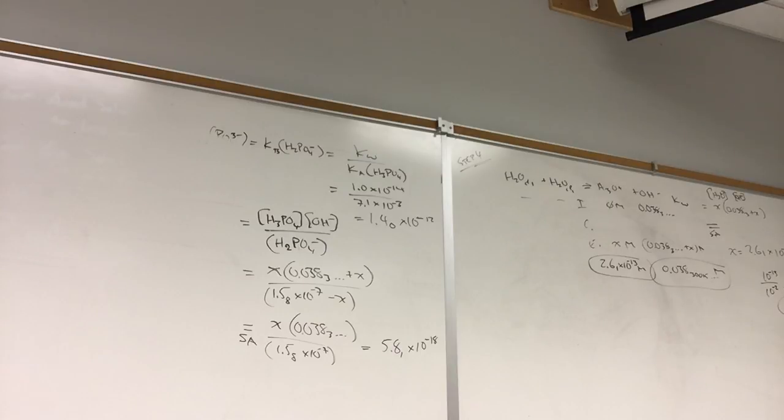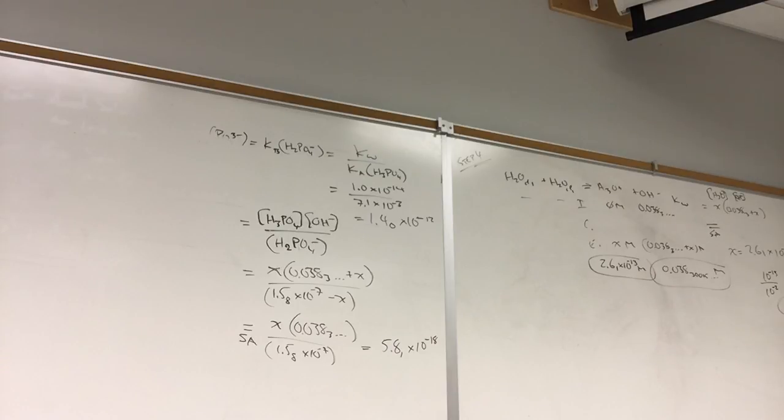1.58 times 10 to the negative 7. And then the phosphoric acid, 5.81 times 10 to the negative 18. And then the hydronium, 2.61 times 10 to the negative 13. That should be the inventory for this.